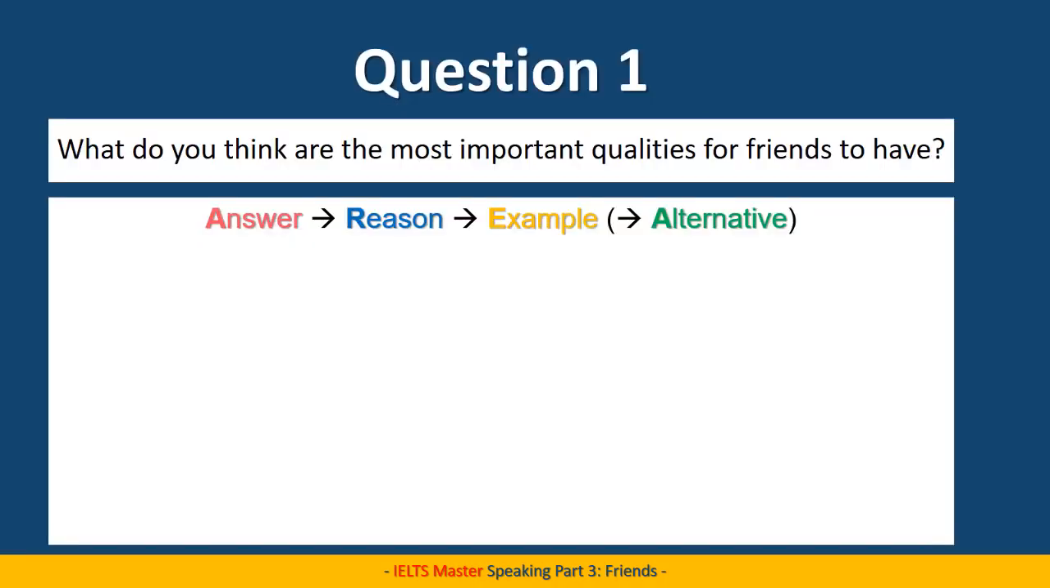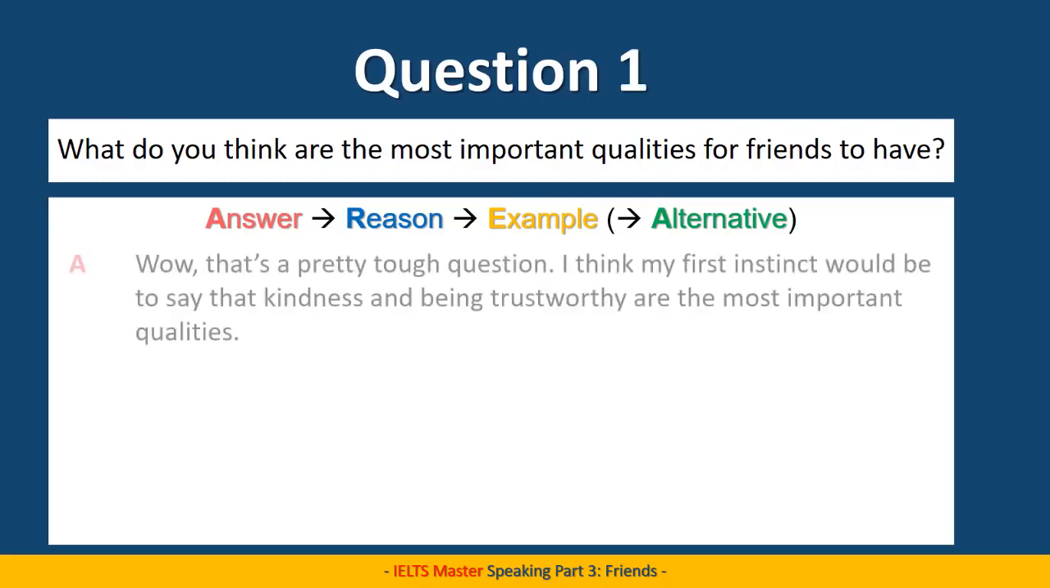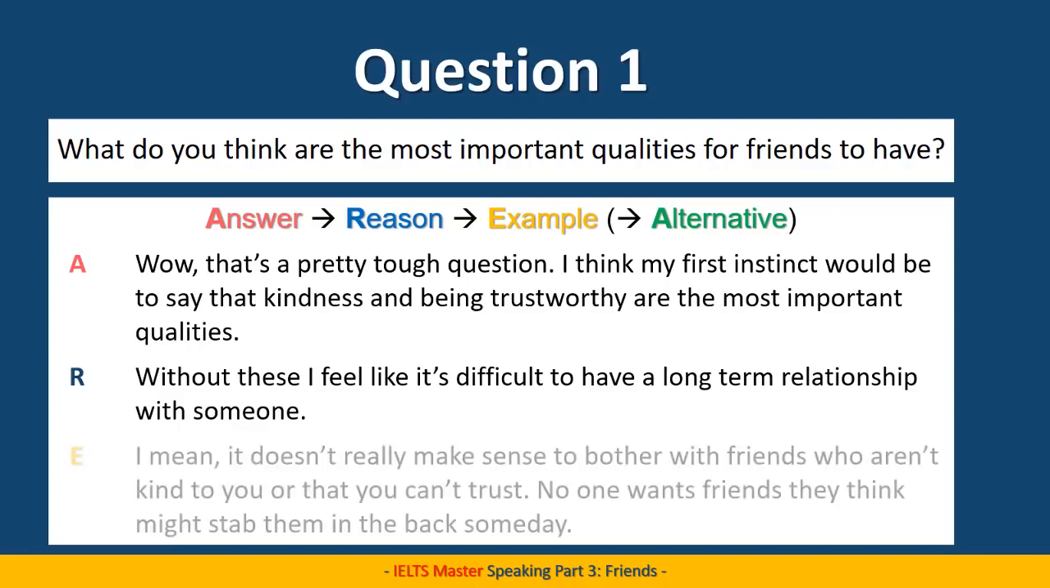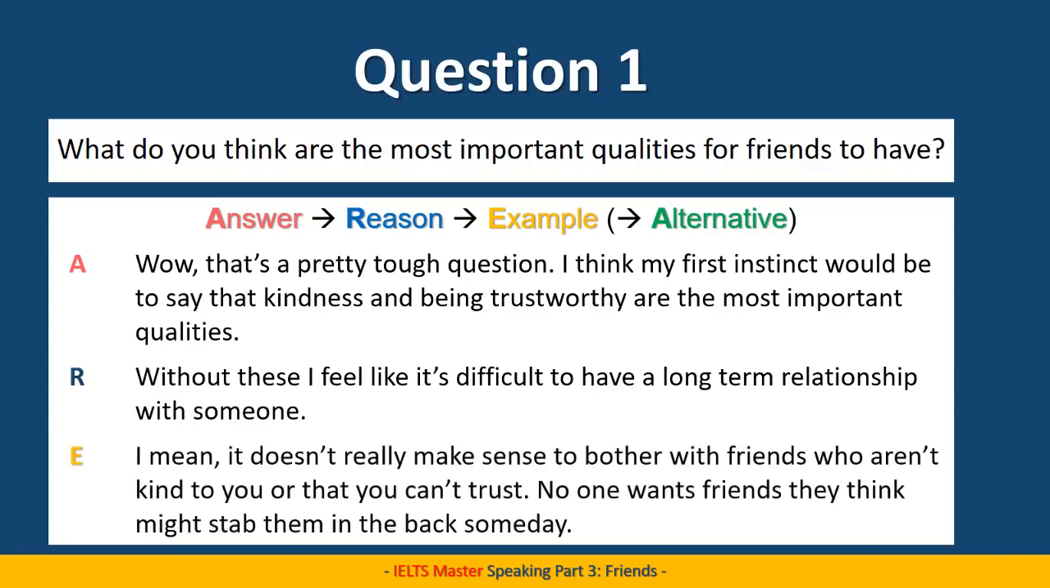So, first, what do you think are the most important qualities for friends to have? Wow, that's a pretty tough question. I think my first instinct would be to say that kindness and being trustworthy are the most important qualities. Without these, I feel like it's really difficult to have a long-term relationship with someone. I mean, it doesn't really make sense to bother with friends who aren't kind to you or that you can't trust. No one wants friends they think might stab them in the back someday.